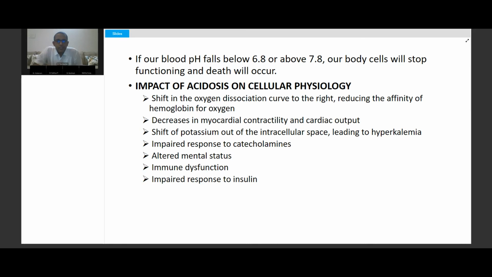It causes shifting of the oxygen dissociation curve to the right, so the hemoglobin has less affinity for oxygen. You have a depression of myocardial contractility and cardiac output, and it is less responsive to catecholamines. There is a risk of hyperkalemia because of the intracellular shifts, and it also reduces insulin tolerance and causes immune dysfunction.